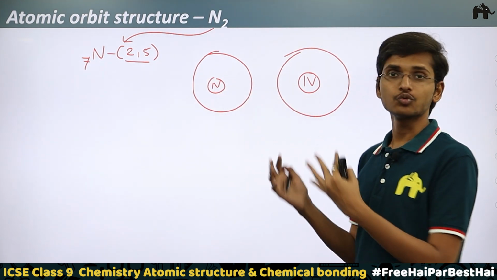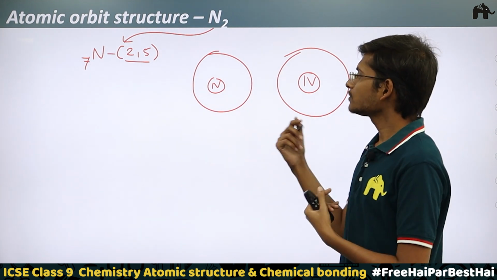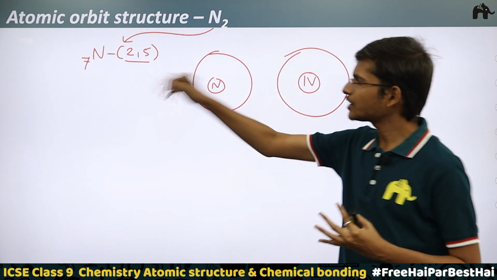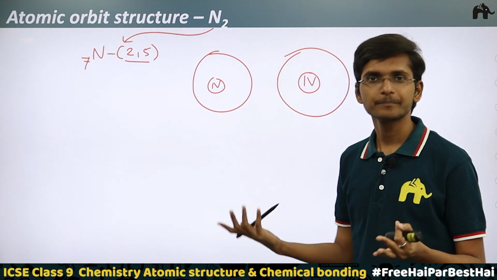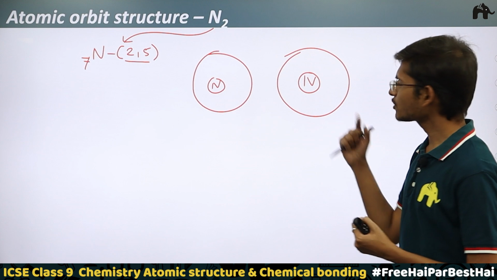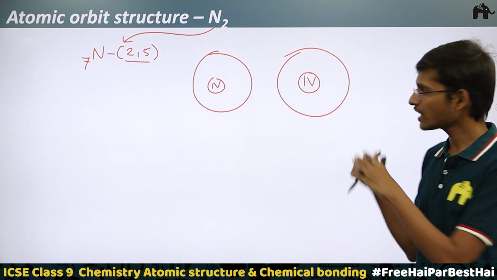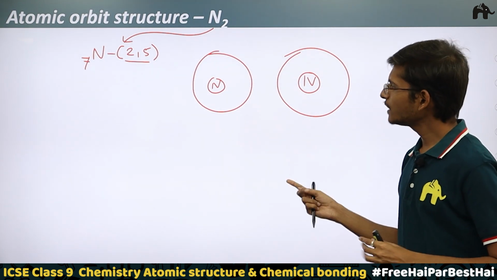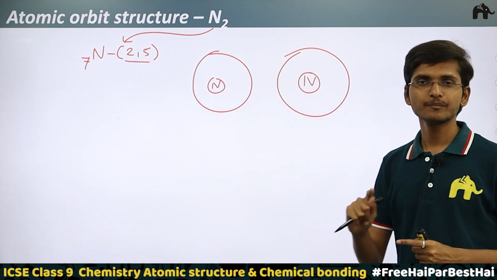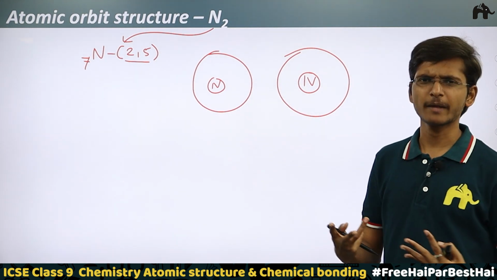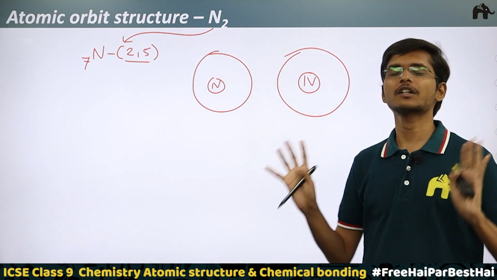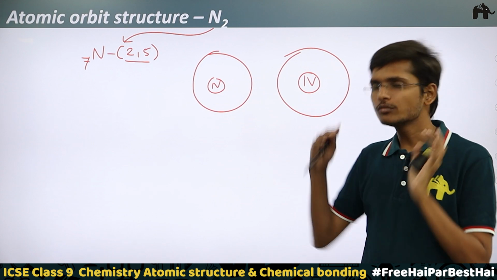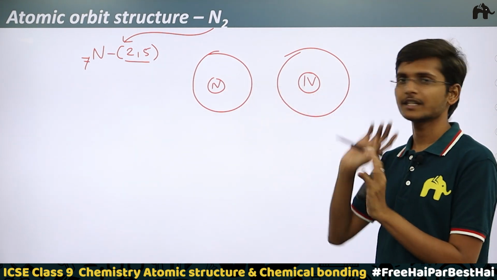Now, to attain an octet, this nitrogen atom needs 3 more electrons, and this nitrogen atom also needs 3 more electrons. But they are very adamant that they would combine with each other itself. They are saying, we are best friends, we cannot get departed, there is a huge affection between us, I want to make a bond with you only.